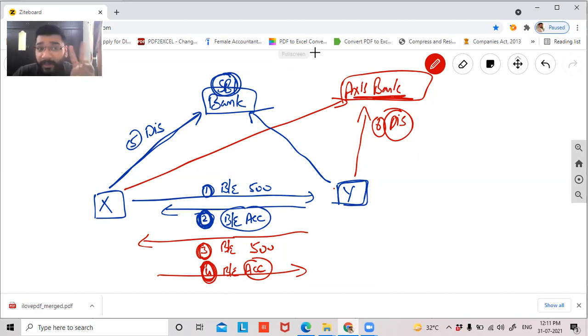So luckily in this question, there are not two different banks, so there's no question of SBI or Axis being mentioned. But this is the concept of this particular case. Now, guys, let's do the entry.